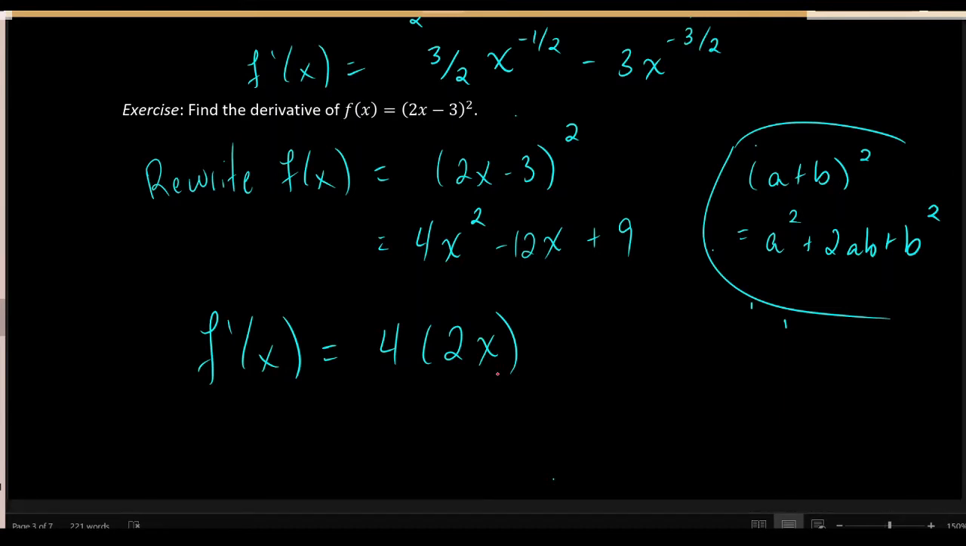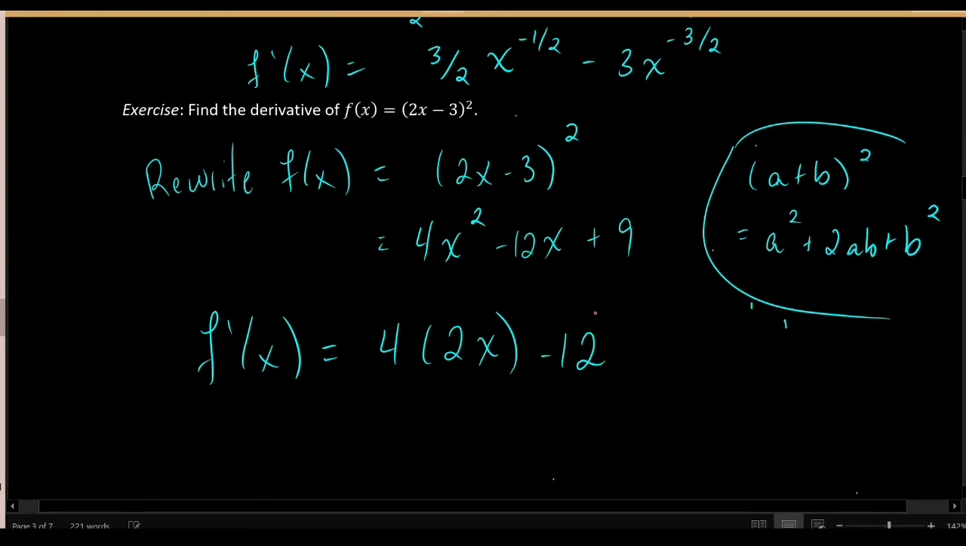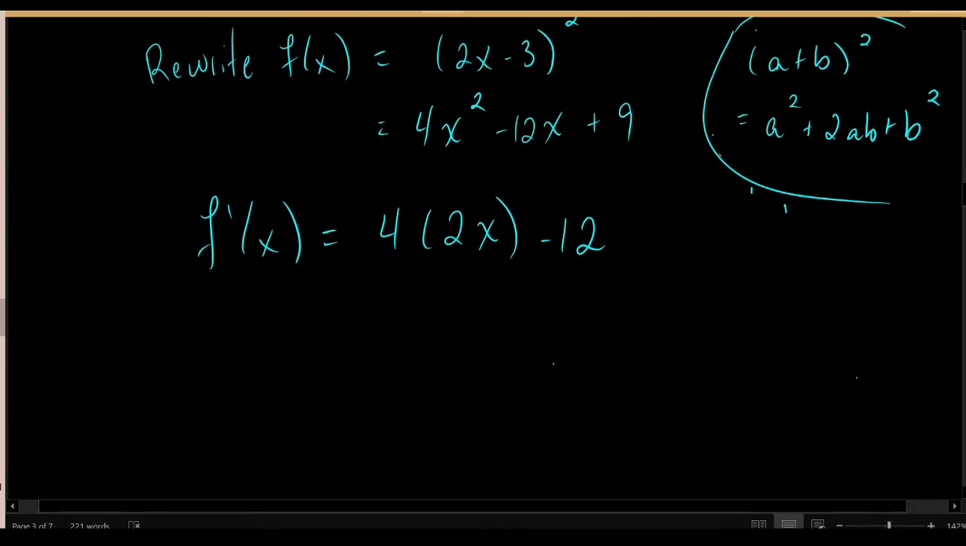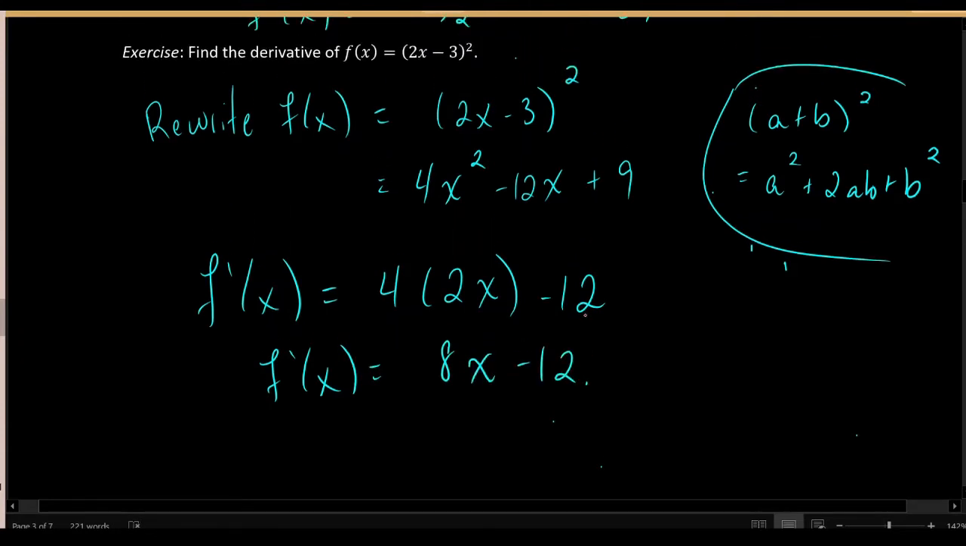Then I'm going to look at the second term, negative 12 times x. Number times x, if you take the derivative, only the constant multiple survives. And if you take the derivative of 9, 9 is just a constant number, so 9 is going to become 0 when you take the derivative. F prime of x is just going to be 8x, take away 12. That's the derivative of this function, 2x minus 3 quantity squared.